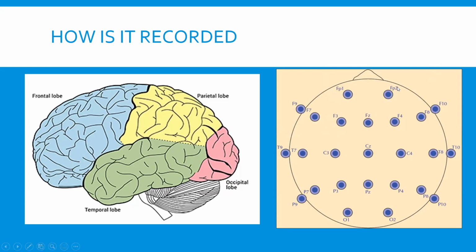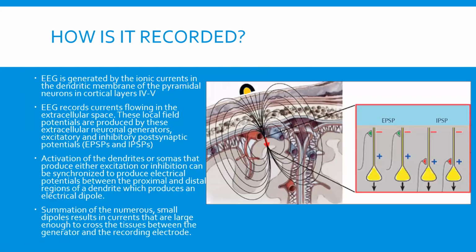And then on the right side, it's the same thing, but with even numbers. So FP2, F4, C4, P4, and O2. I hope that's very clear. This is the first part of the EEG, and we have to make sure everyone's on the same page because this is how we're going to read EEGs.